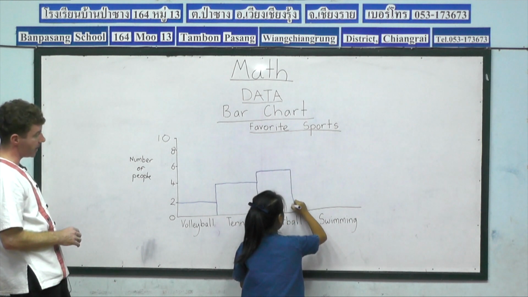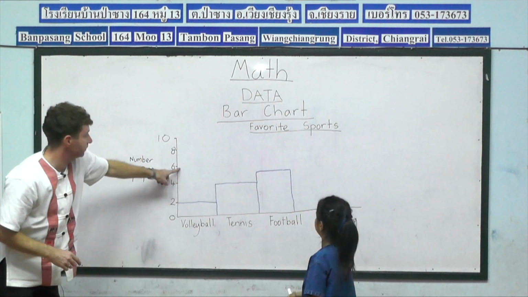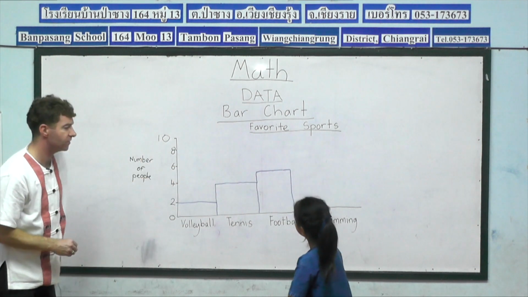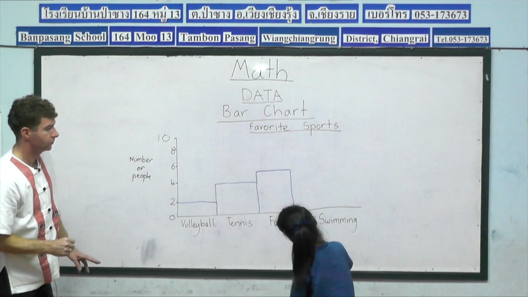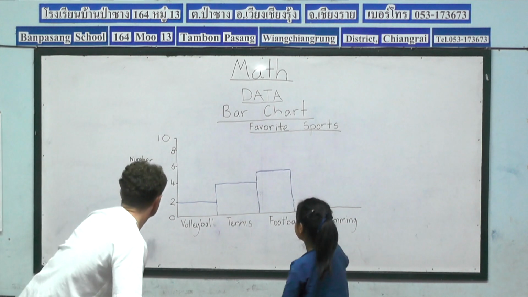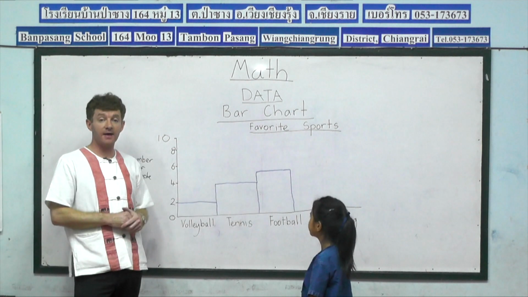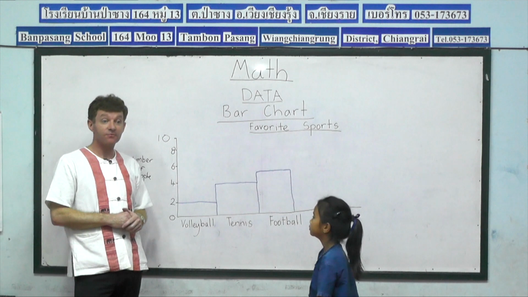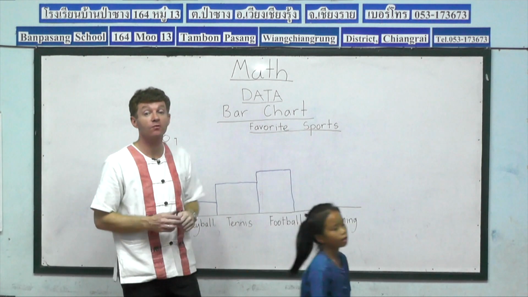Across and down. Excellent. So I think we have 6 people who like football. 6 or 5? 5. Let's see. Okay, 5, that's fine. So how many people like football the most, guys? 5. Okay, Prau, that was excellent. High five and a big round of applause for Prau.